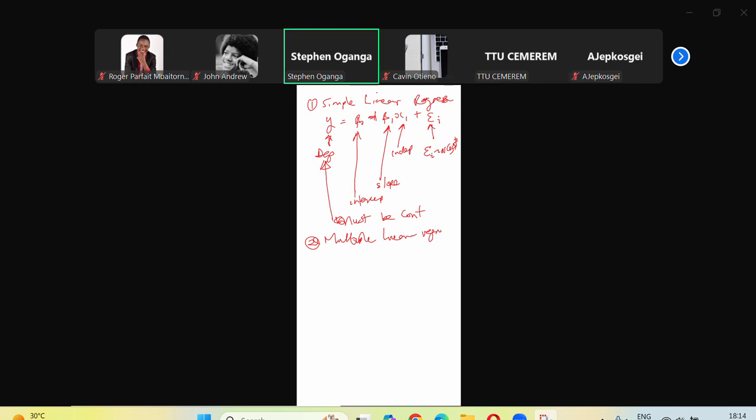Okay, so the second case we are dealing with has more than one. So guys, always the simplest case is a simple linear regression. And for you to do a simple linear regression, it means you need two variables. One, the dependent variable, and it must be continuous, not optional, must be continuous. We don't care what the independent variable is, whether it is continuous or categorical. Is that okay? Yes.